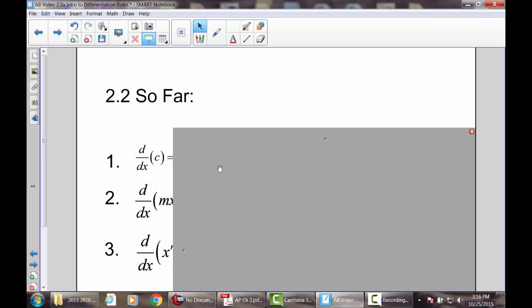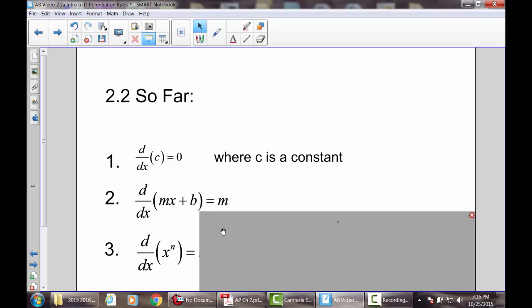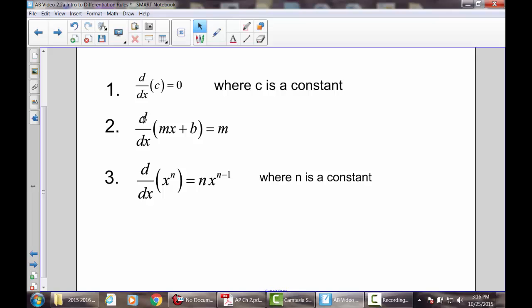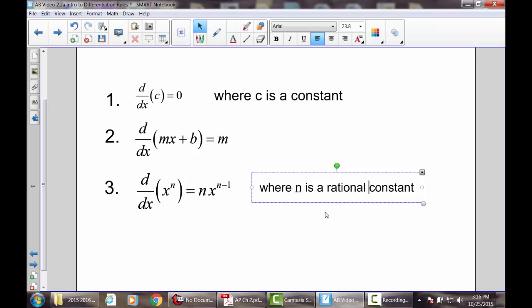Okay, so far we have three theorems. The derivative of a constant is 0. The derivative of y equals mx plus b is the slope of that line, m. And the derivative of x to the n is n times x to the n minus 1, where n is a constant. And by the way, a rational constant.